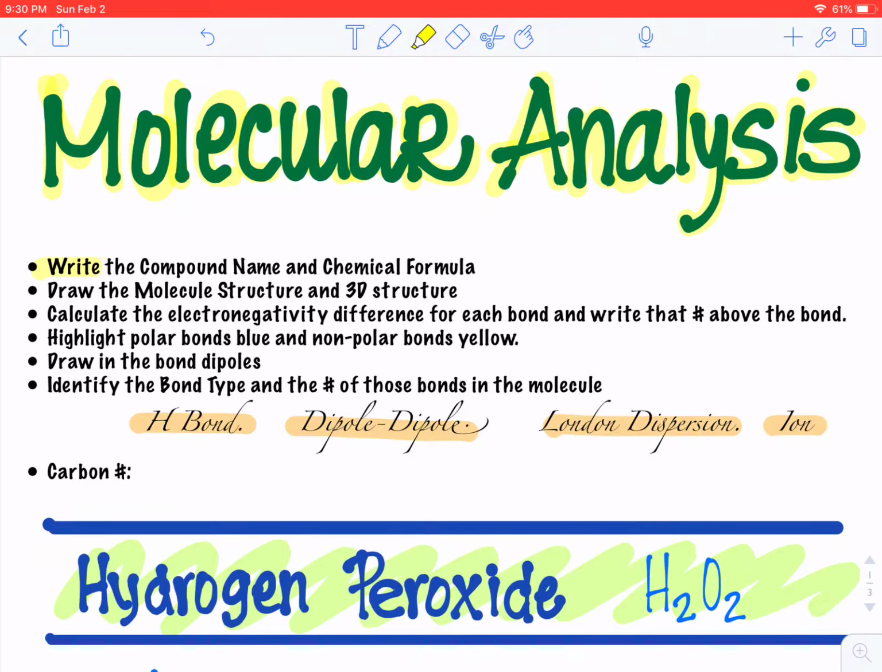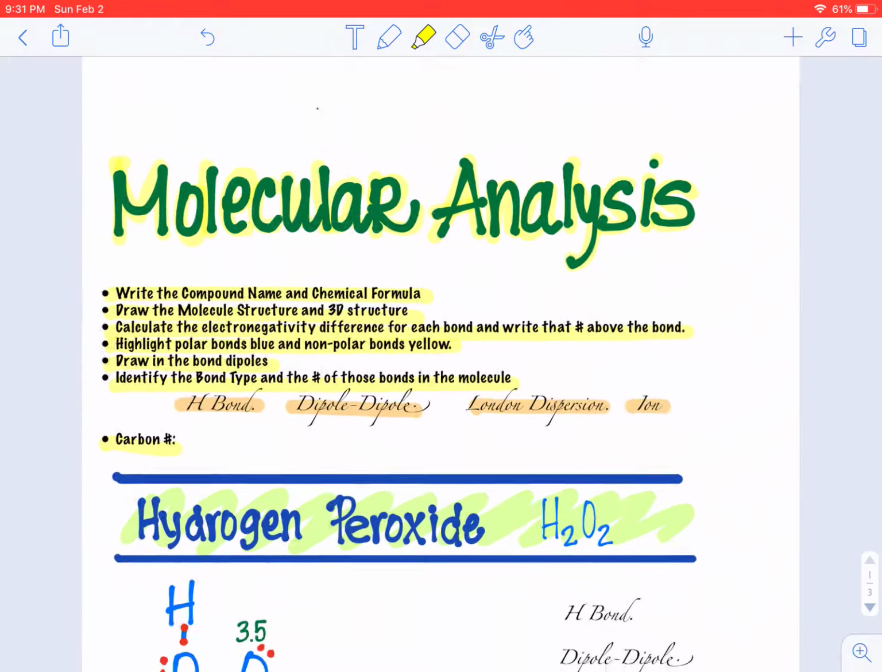So we are going to write compound names and chemical formulas, draw molecular structures and 3D structures as needed, calculate the electronegativity differences for each bond and write those numbers above the bond, highlight polar bonds blue and nonpolar bonds yellow, draw in bond dipoles, and identify the bond type. Finally, we're going to do a carbon count if necessary. So let's go ahead and get started.